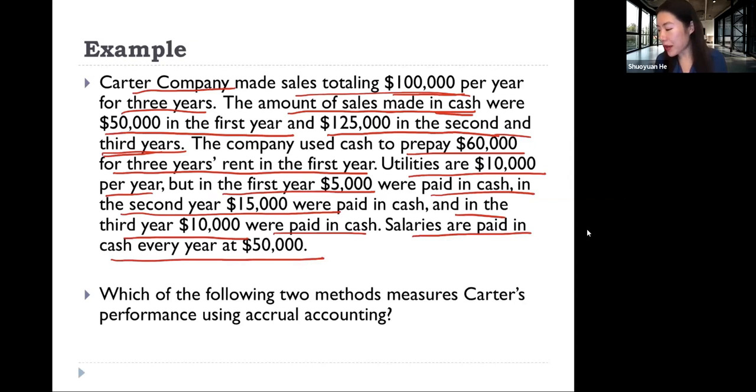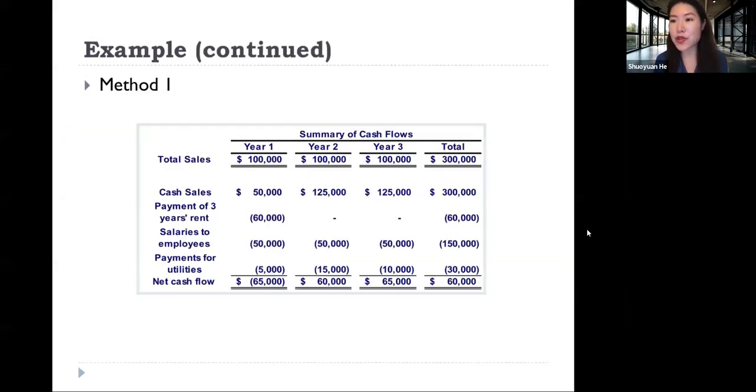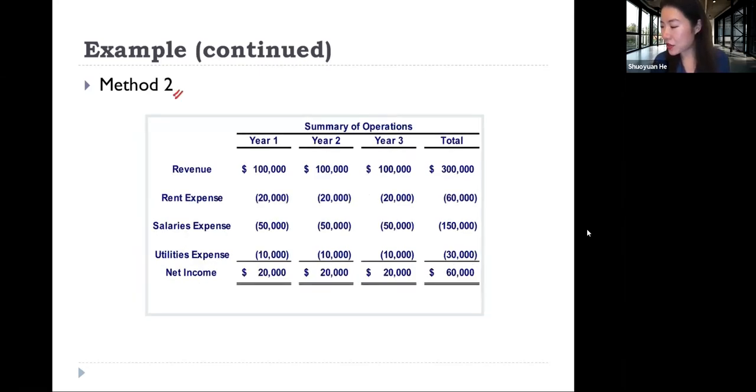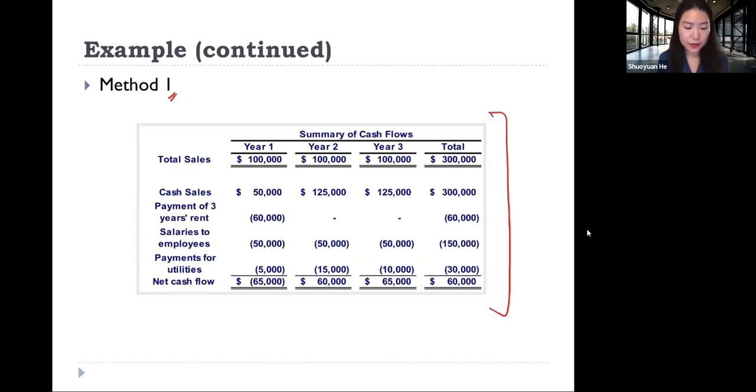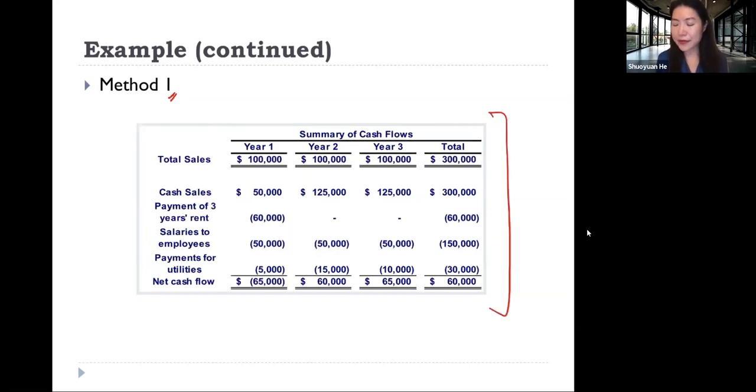So which of the following two methods measures Carter's performance using accrual accounting? This is what happened with the firm. And here are two ways to do accounting. You can take a look at method one, and then method two. Can you tell me which one is using accrual accounting? Is it method one or method two? If you need more time, you can pause your video for now. So, method one.